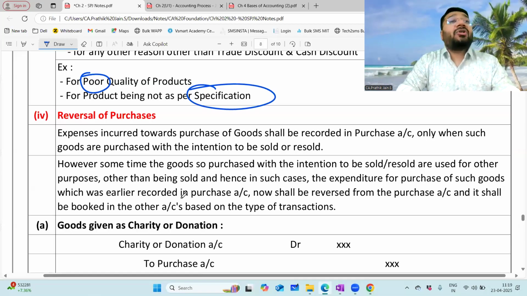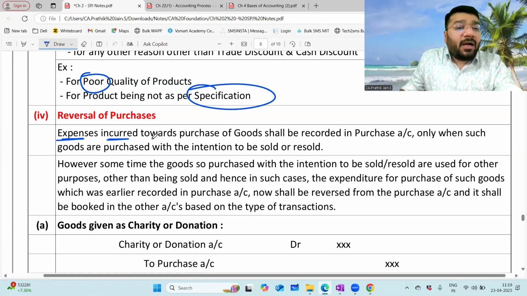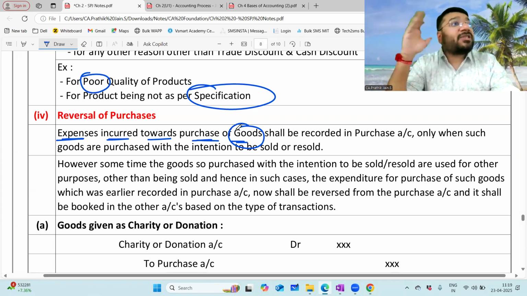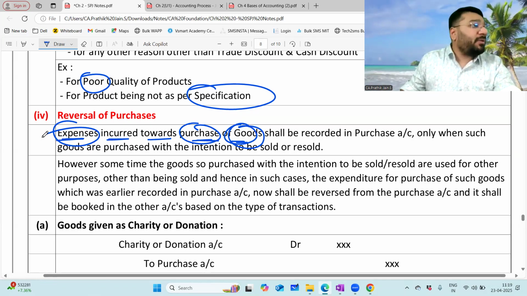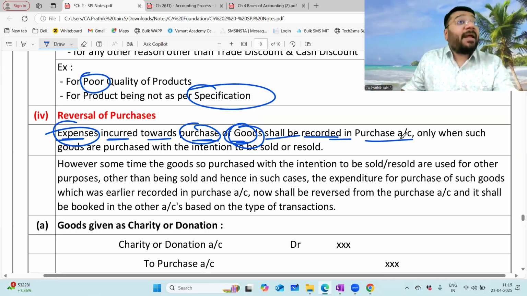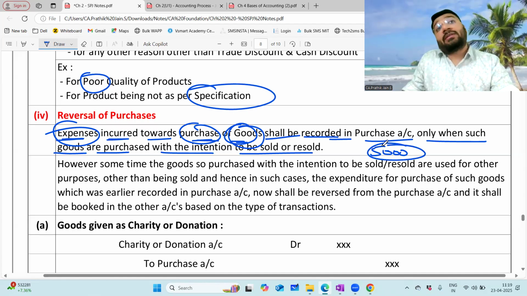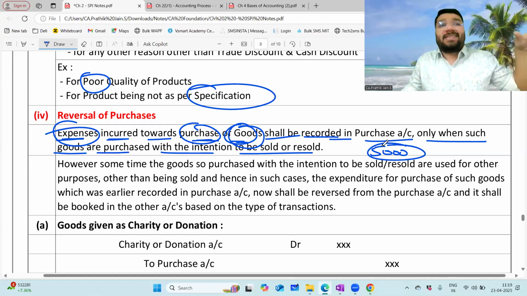Then we discussed the scenarios where the purchases are reversed. So we agreed that expenses incurred towards purchase of the goods, whenever I'm buying goods, goods means what? I'm buying the goods with the intention to sell. That is called as goods. So when I'm purchasing the goods, I'm incurring expenses towards it. Do you agree with me? Now these expenses, where should I record? This shall be recorded in the purchase account, only when such goods are purchased with the intention to be sold or resold. So if I'm spending 5,000 rupees on buying chocolates, if I'm going to sell the chocolates, then this 5,000, which is my expense, I'm allowed to record in the purchase account.